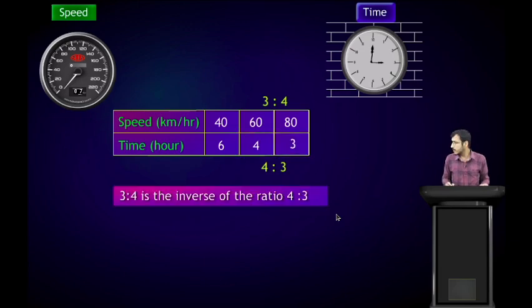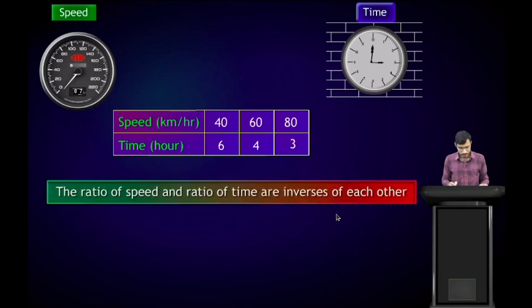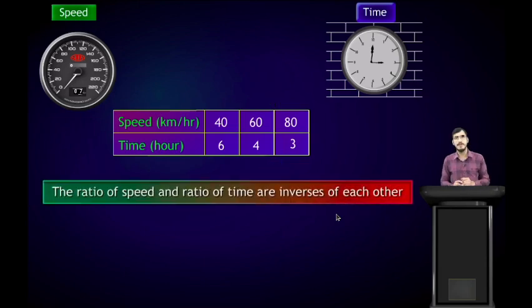So 3:4 is the inverse of the ratio 4:3. The ratio of speed and the ratio of time are inverse of each other.